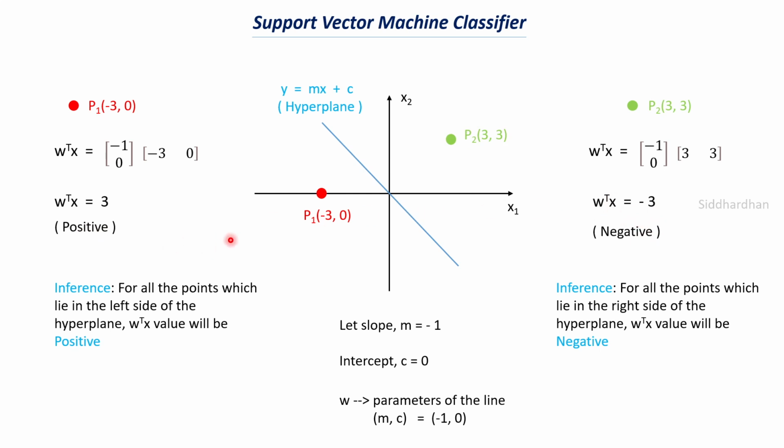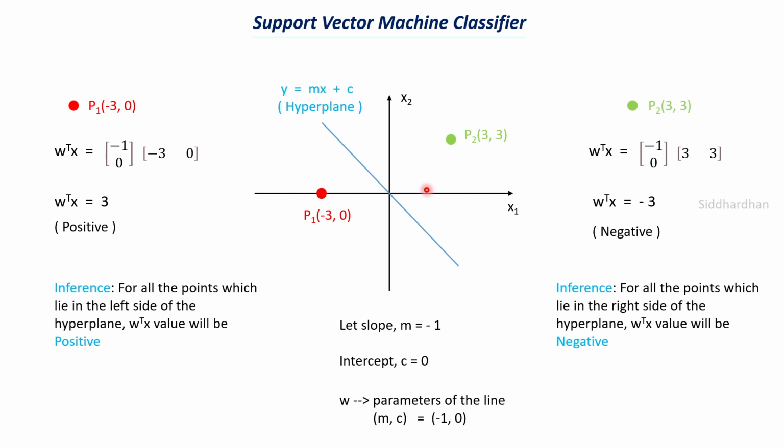If the value is positive, then it will say that the data belongs to this group of data. If the value is negative, it will belong to this group of data. Okay, so this is how it will try to classify our data points. Now we need to understand a few more things.